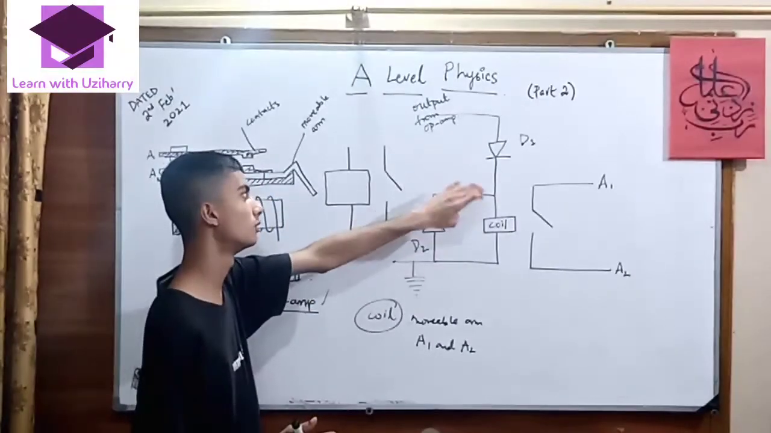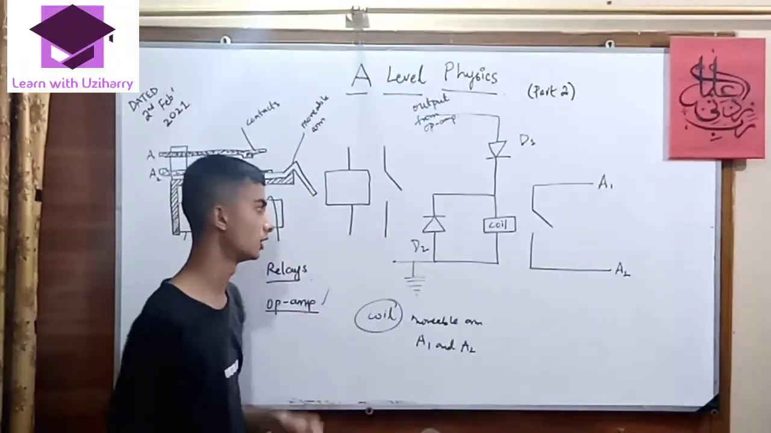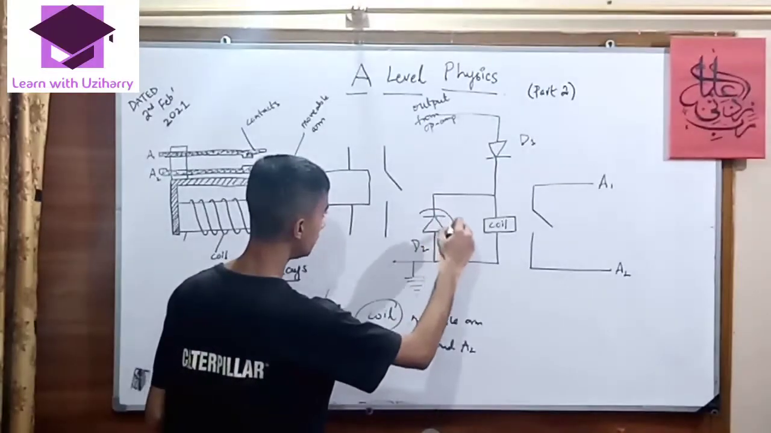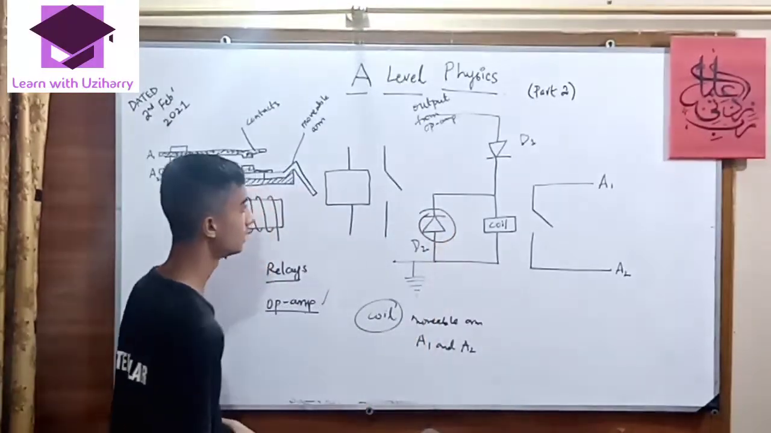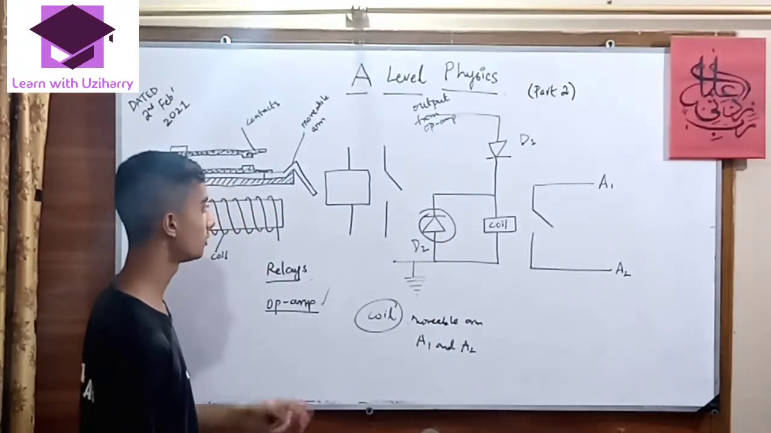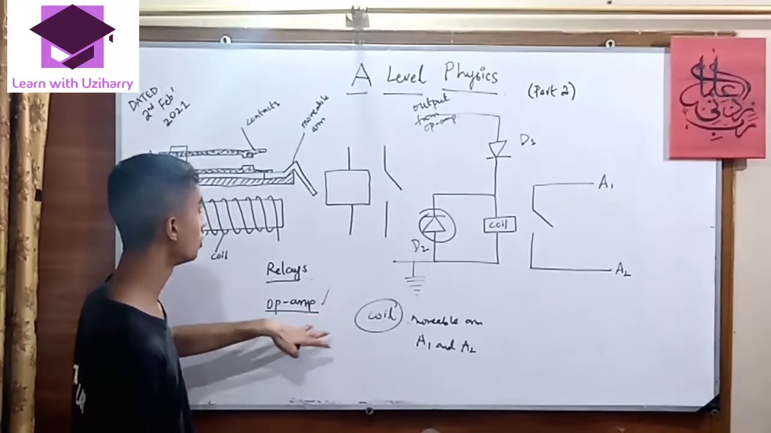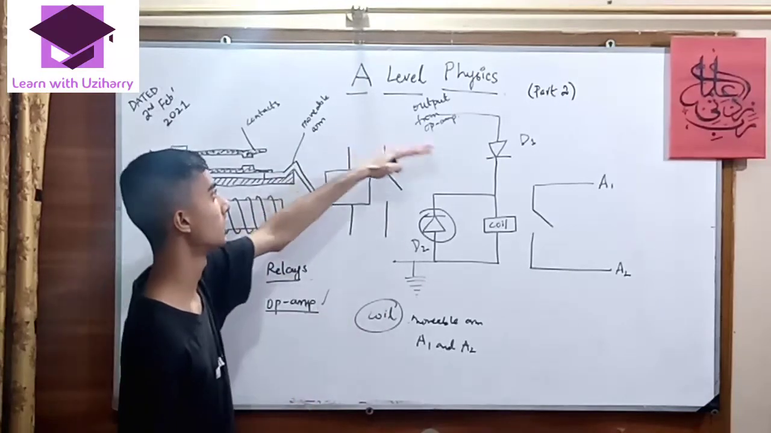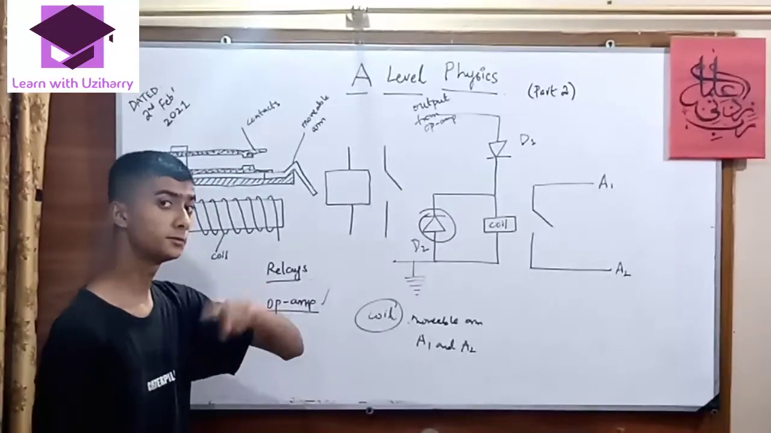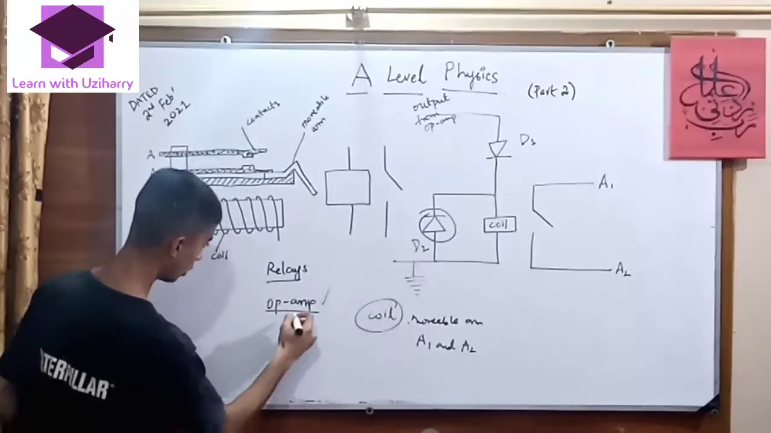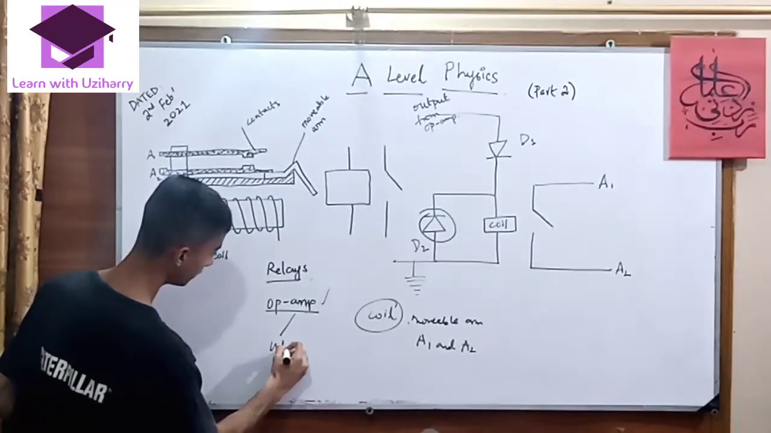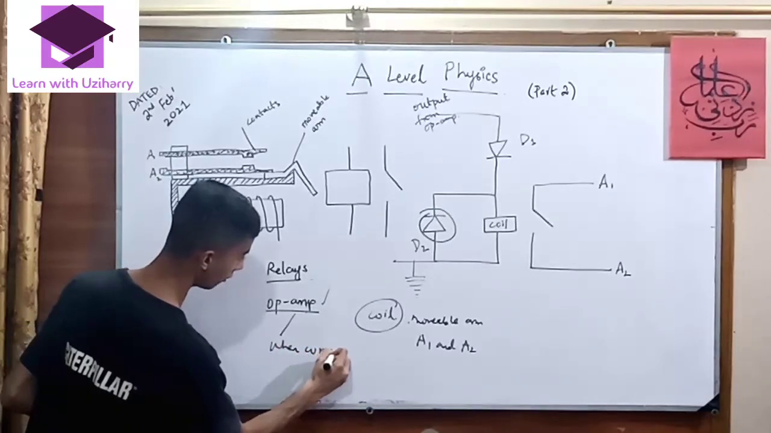In this condition, so that the operational amplifier is not damaged, we use a reverse diode. Basically, a diode is used to let the current flow in one direction. So we use the reverse diode D2, which can be seen over there. This reverse diode means the current would not pass through the operational amplifier. It helps to protect the operational amplifier when the current is switched off.